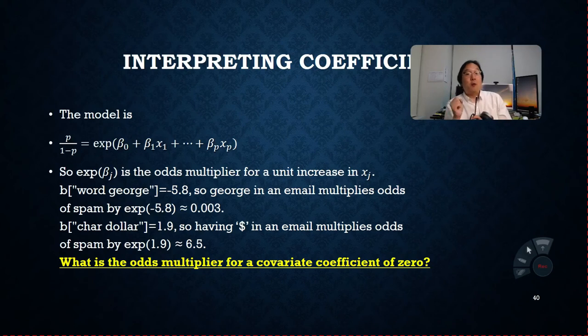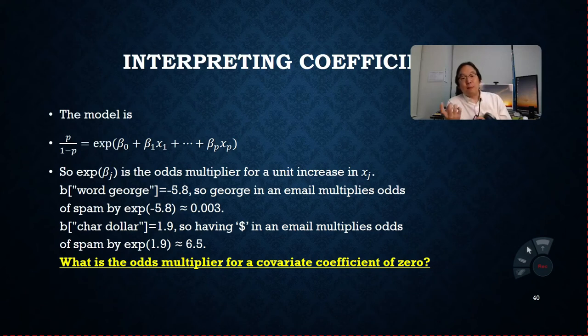On the other hand, for the word George, the odds ratio turns out to be 0.003 as opposed to 1. 1 is the probability of having spam versus not being equal. But an odds ratio of 0.003 means a 300 times smaller chance of being spam. That's George, 300 times smaller. Whereas for the character dollar, there's a 6.5 times bigger chance of being spam than not. That's the interpretation.